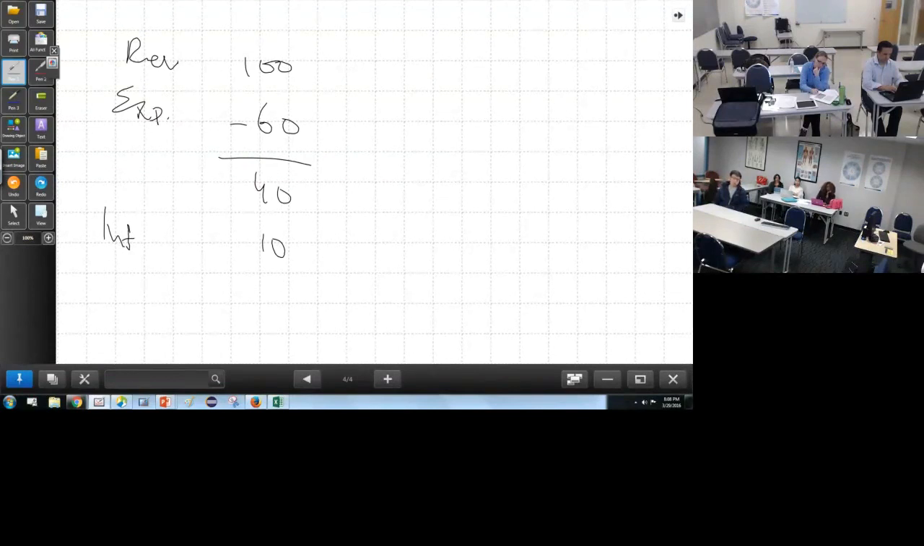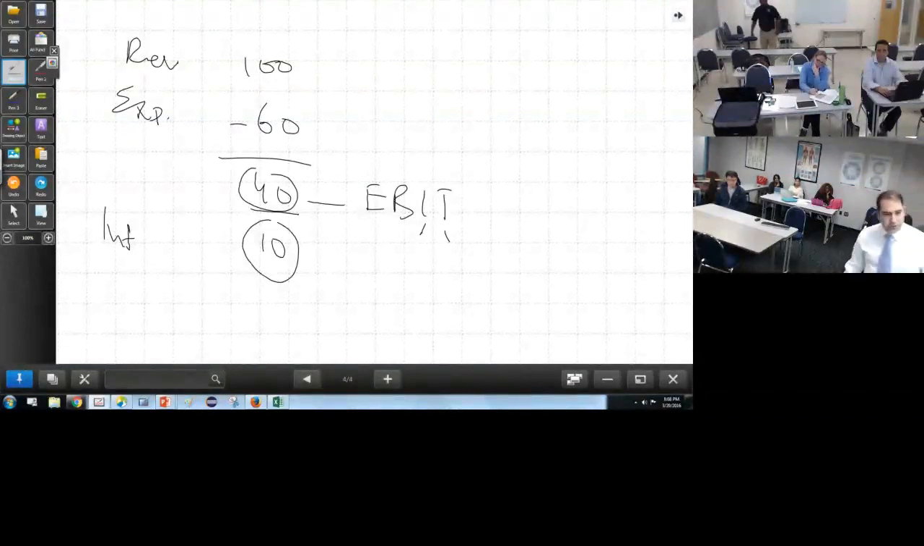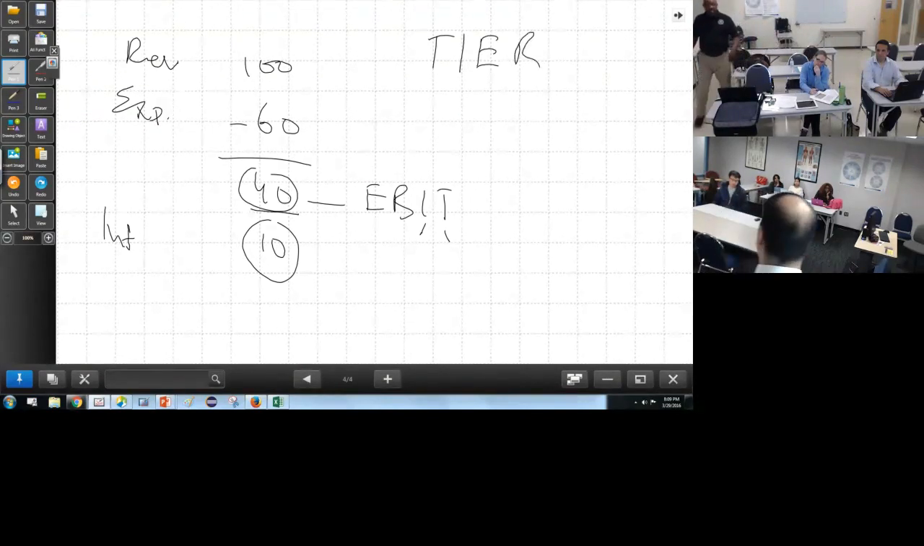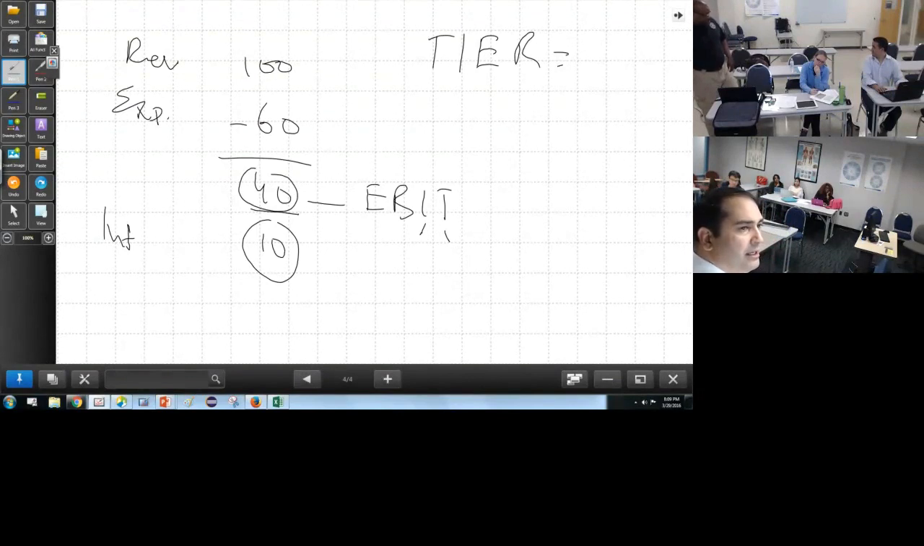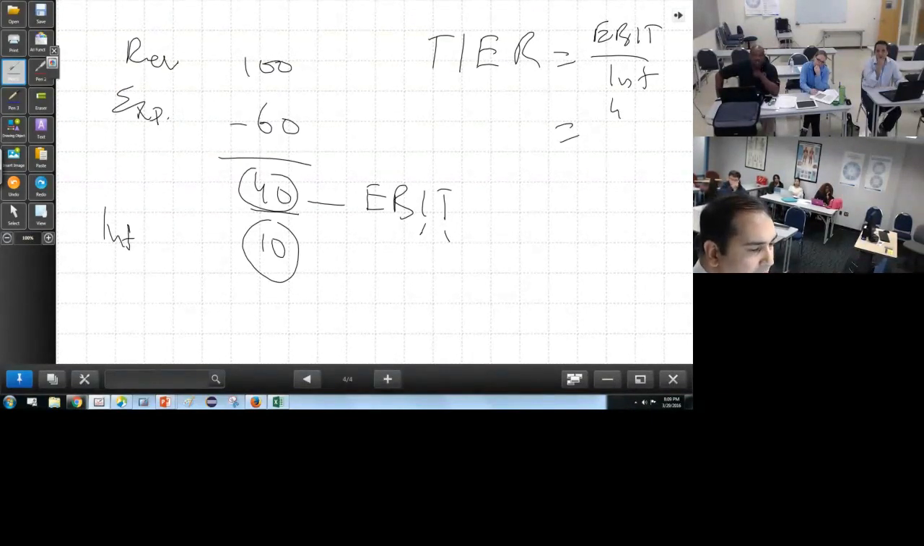Now what is this? This number is what we call EBIT, because this is earnings before we have removed interest and we have removed tax. So this is the EBIT, and this is the interest expense. And if you want to calculate what we call the times interest earned ratio, that will be the EBIT divided by the interest expense, which is 40 divided by 10. In this case, that is 4.